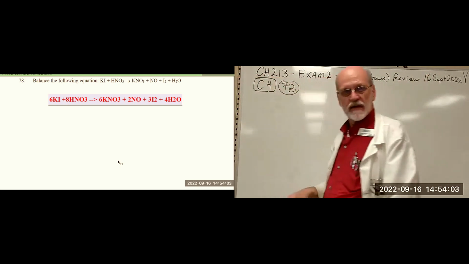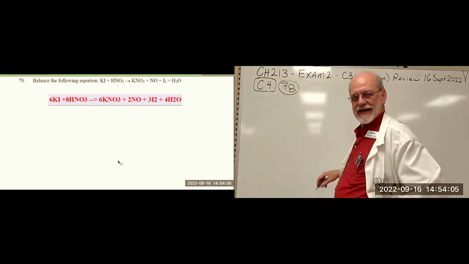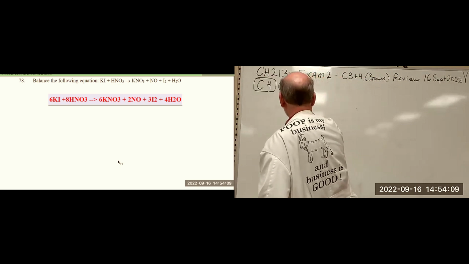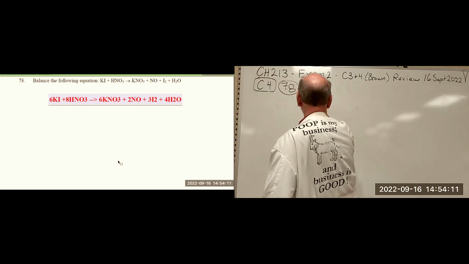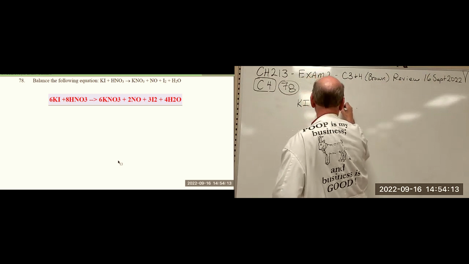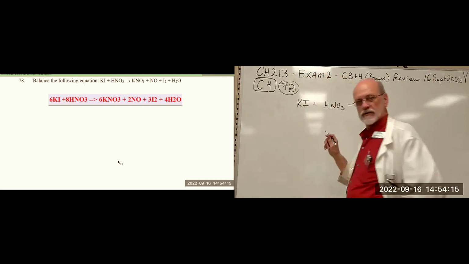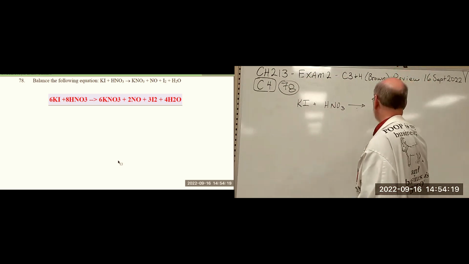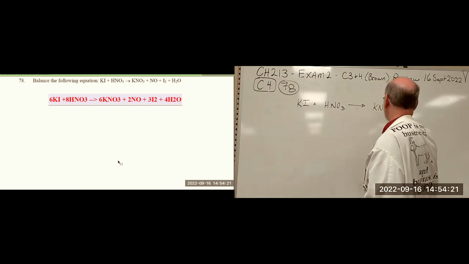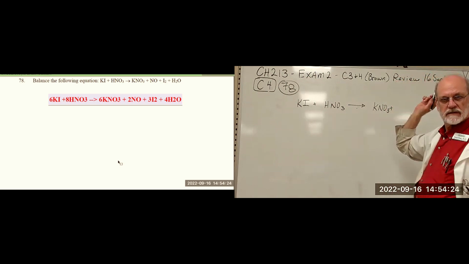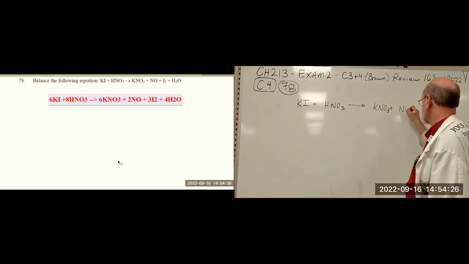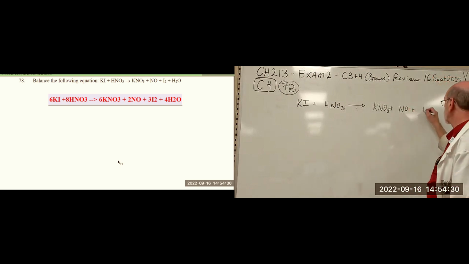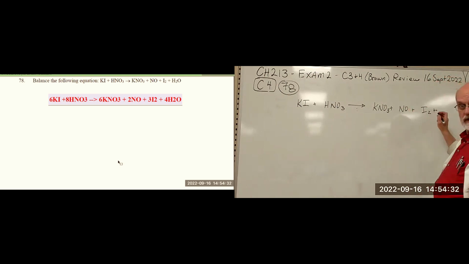Okay. So we're starting off with KI and HNO3. Let's see, let's do KI plus HNO3 yields KNO3 plus NO plus I2 plus water.